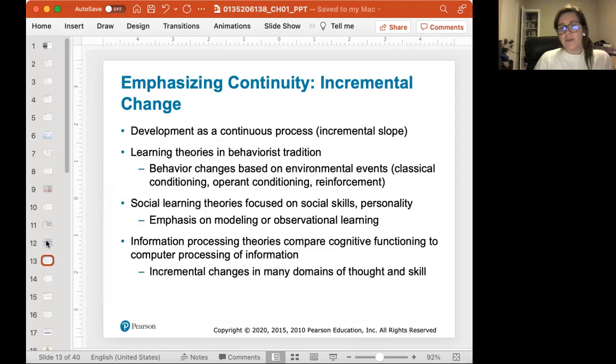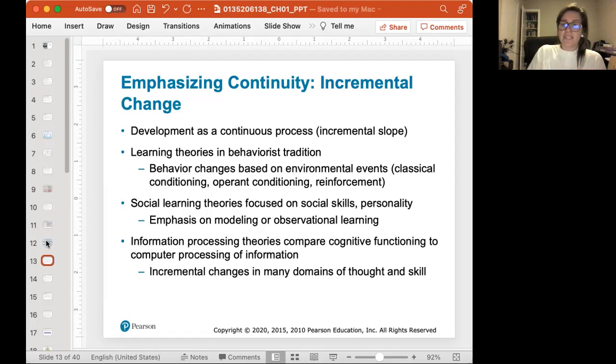Emphasizing continuity, so incremental change. Development is a continuous process, so there's an incremental slope. Now, interestingly, as I mentioned before, while it says it's a continuous process, there can be regression where you slide back down the hill and then you go back up, right? That age regression can happen as a result of addiction or other cognitive impairments. Traumatic brain injury can cause that.